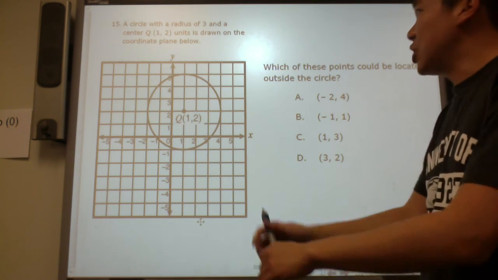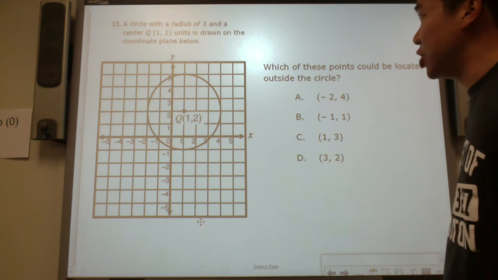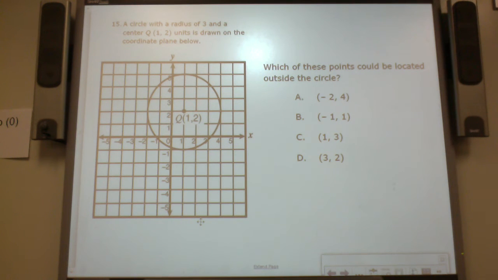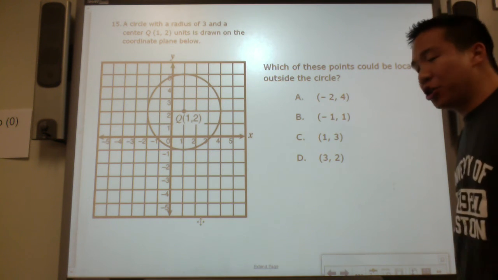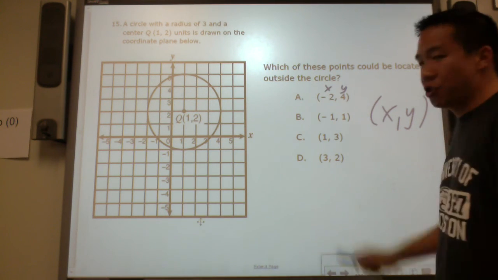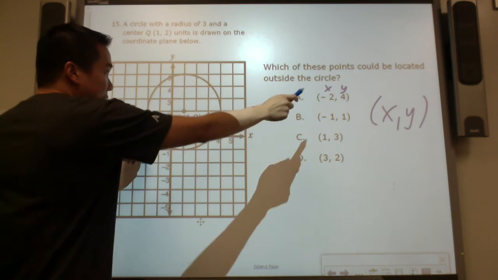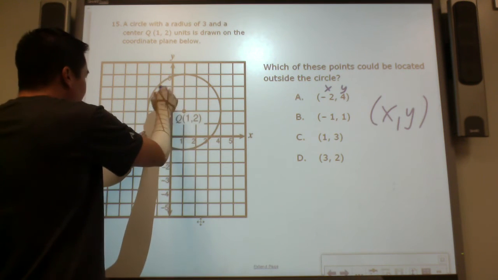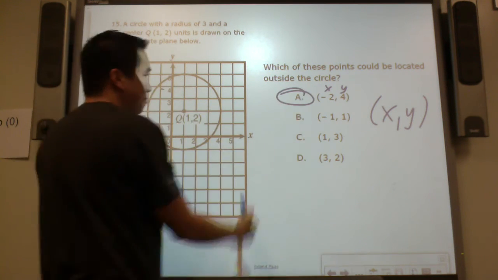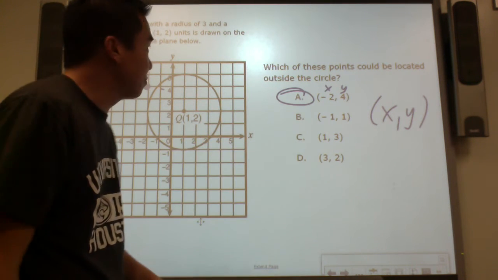Number 15. A circle with a radius of 3 and a center Q, 1, 2 unit is drawn on a coordinate plane below. Which of these points could be located outside the circle? Again, how do you graph a point? X, Y. The first number is X, so let's go. X is right here, negative 2. The second number is Y, which is 4, right here. So it's right here. Oh, the answer is A. That is outside the circle. Of course, go through each one, but the answer is A.